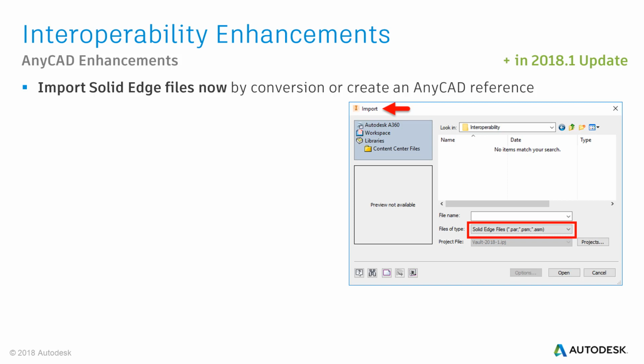As of the Inventor 2018.1 update, you can now import Solid Edge files with an option to convert or create an AnyCAD reference. Just as a reminder, in Inventor 2016 we introduced the AnyCAD workflow. That means when importing a Solid Edge file as an AnyCAD reference model, it maintains a link to the selected file, which enables you to monitor and update as the model changes. By the way, you can also use the task scheduler to automate importing multiple Solid Edge files.